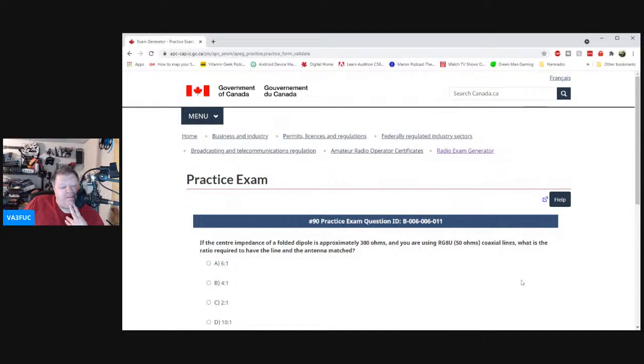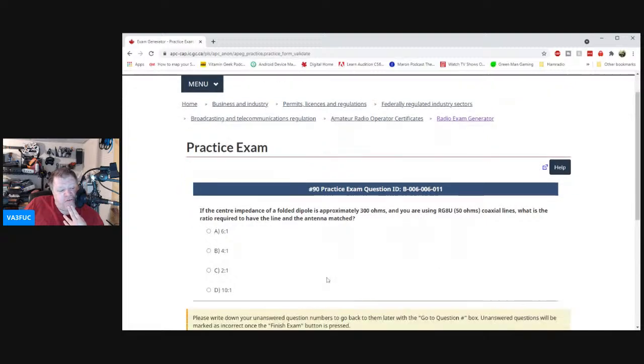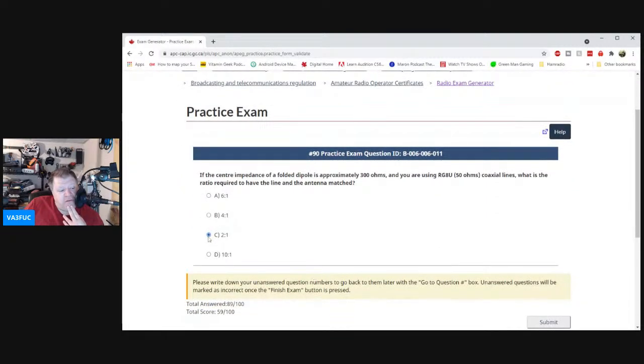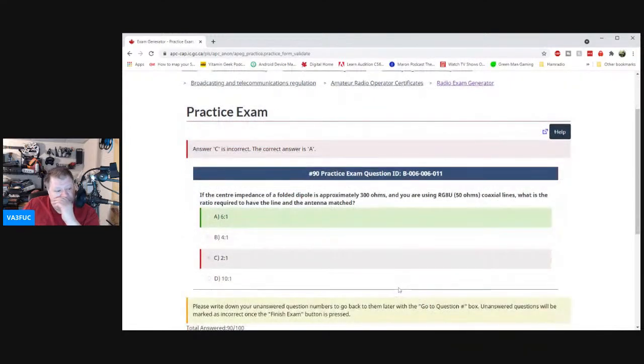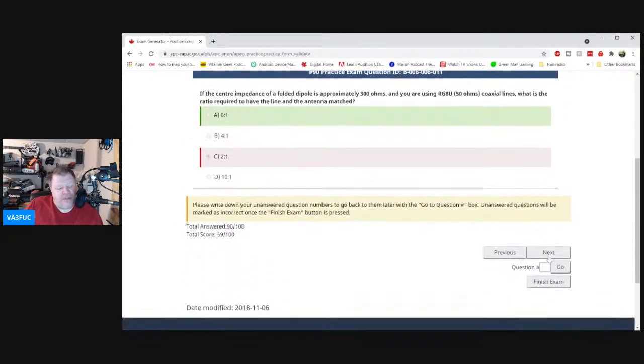If the center impedance of a full dipole is approximately 300 ohms and you're using an RG-8U, which is a 50 ohm coaxial line, what is the ratio requirement to have on the line for the attendant of the match? It's going to be 2-to-1. Oh, 6-to-1 it wants. See, I was always thinking 2-to-1 is what it would be.